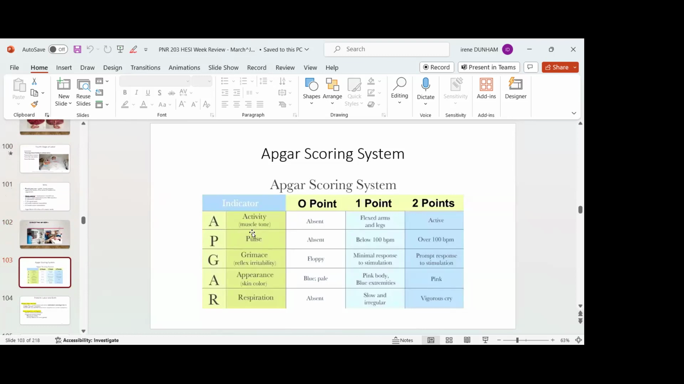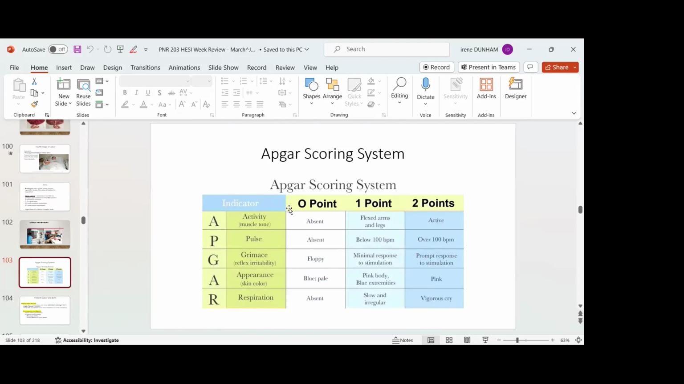So you have five things you're looking at: activity, which is your muscle tone, and pulse, the heart rate. And if he's moving, does he have reflexes? They call it grimacing. And then appearance is your skin color, and then respirations. This way you can remember it's called APGAR, right?